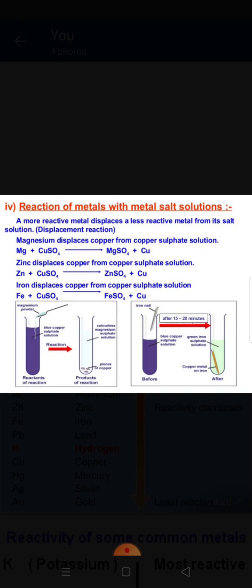Here we have a few more examples of displacement reaction. As we know, a more reactive metal displaces a less reactive metal from its salt solution. So if magnesium reacts with copper sulfate, then we will get magnesium sulfate and copper, because magnesium can easily replace the copper according to the reactivity series. Zinc can also replace the copper because zinc's position in the reactivity series is higher and copper is lower. And iron can also replace the copper from the copper sulfate because iron is placed in the upper side of the reactivity series than copper.